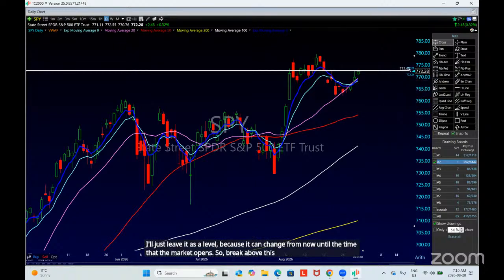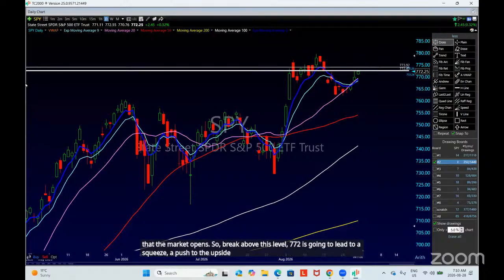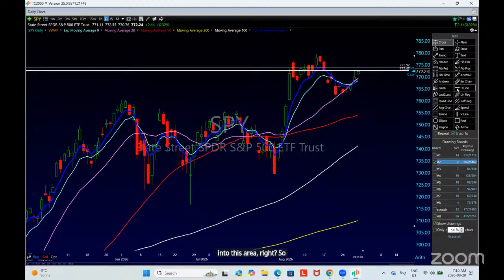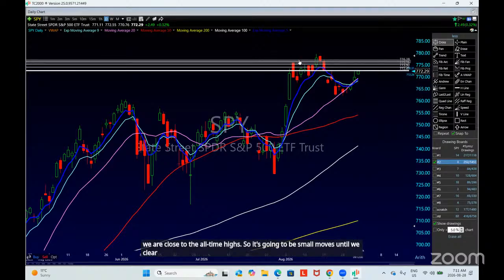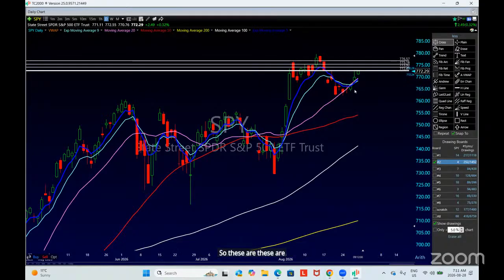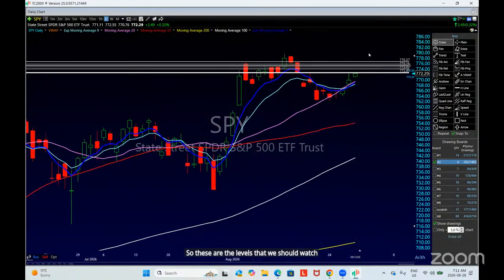A break above this level, 772, is going to lead to a squeeze, a push to the upside into this area. So this is the next target, then the next target. Here we are getting into the weeds of things because we are close to the all-time highs, so it's going to be small moves until we clear the all-time highs. So these are the levels that we should watch as we move up.